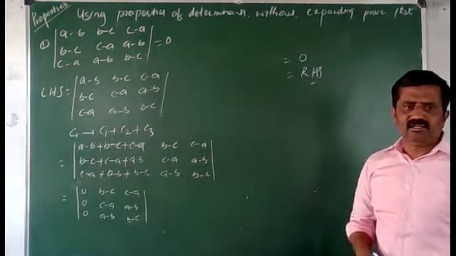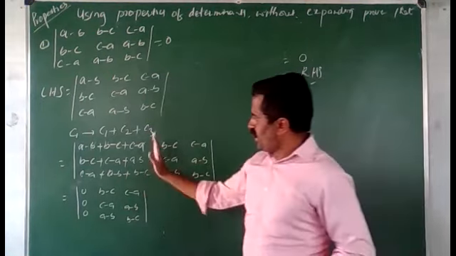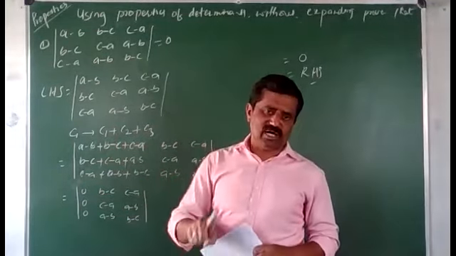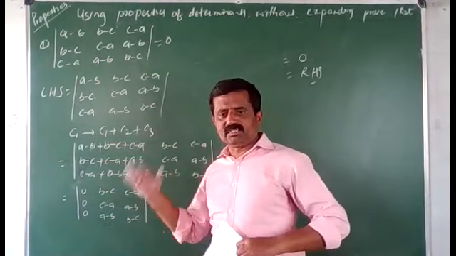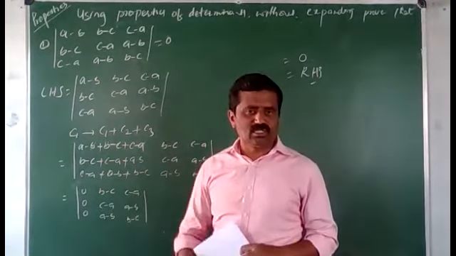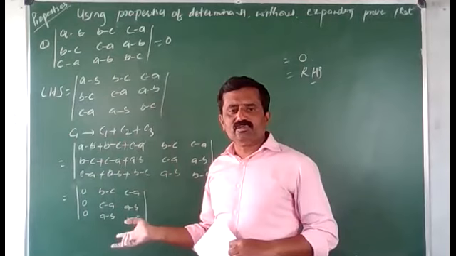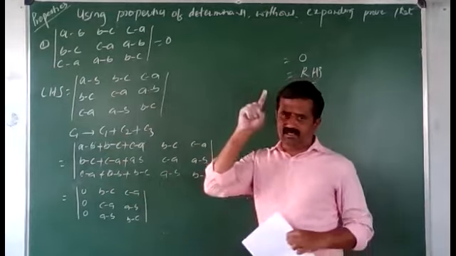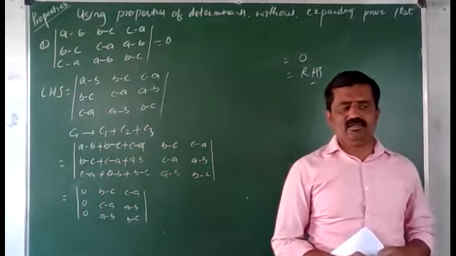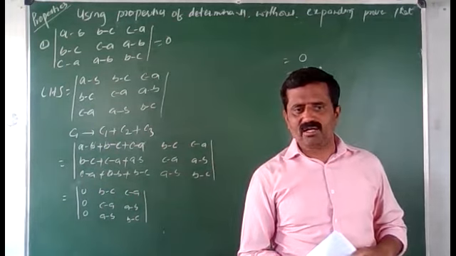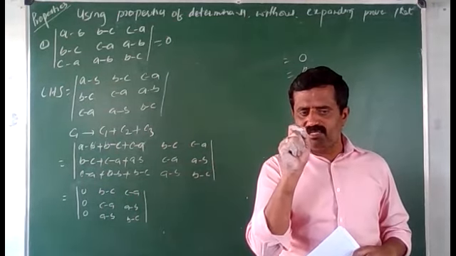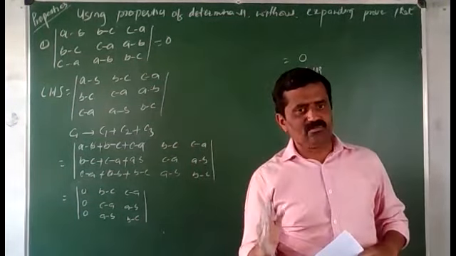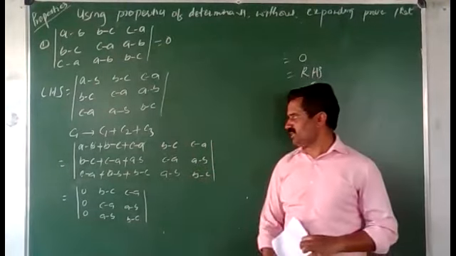Here, remember one thing, you can add columns or add rows. You can add 2 rows or 2 columns, or you can subtract 1 column from the other column or 1 row from the other row. So you can apply both row operations as well as column operations. Whereas in finding the inverse of matrices, you used to apply only row operations or only column operations. But here you can mix up both. Okay.